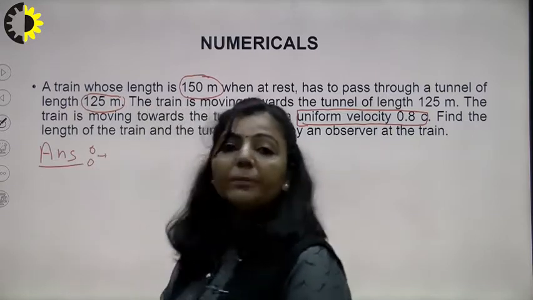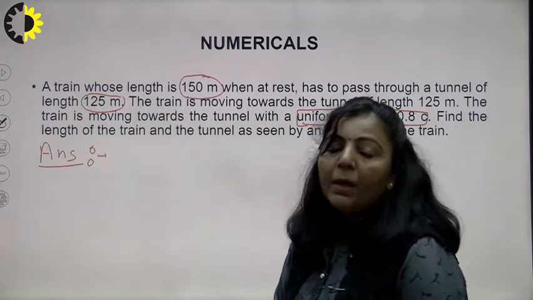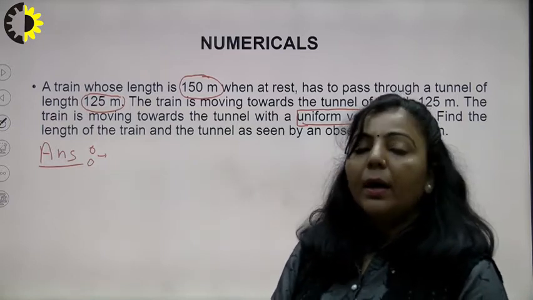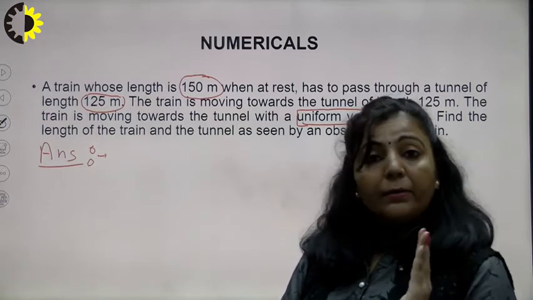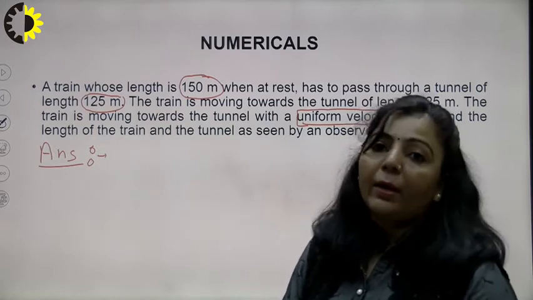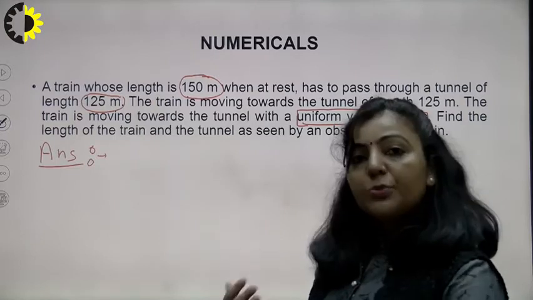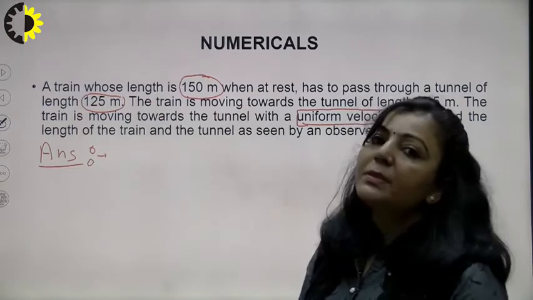So when the observer is sitting in the train, for that observer the train is at rest. Are you getting my point? The observer who is sitting in the train, for that observer, the train is at rest, because the observer as well as the train is moving with the same speed.